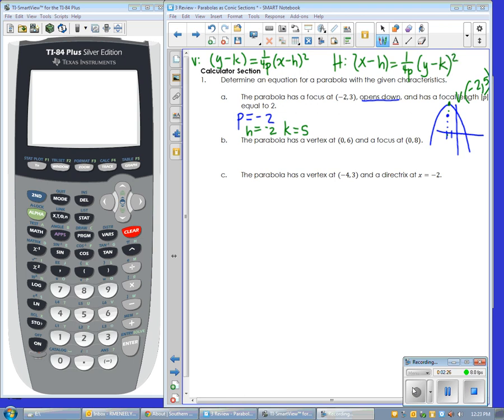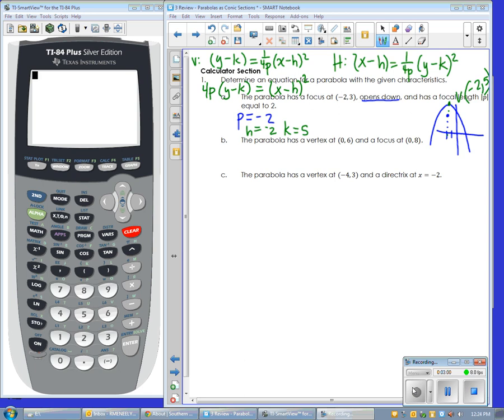I do also want to point out, while we're talking in general terms, that the 4p can be on either side of the equation. For example, with the vertical parabola, if I multiply both sides by 4p, I would see that 4p times y minus k is equal to x minus h, the quantity squared. So when you're presented with an equation, as we will see later on, you want to see on which side of the equation the coefficient is. If it's on the squared side, then the coefficient is going to be 1/4p. If it's on the other side, then it's just going to be equivalent to 4p.